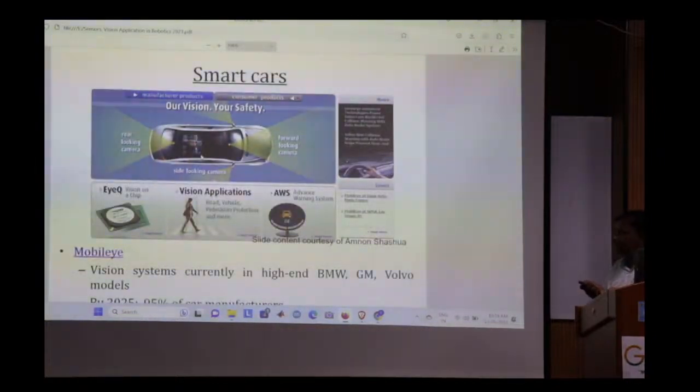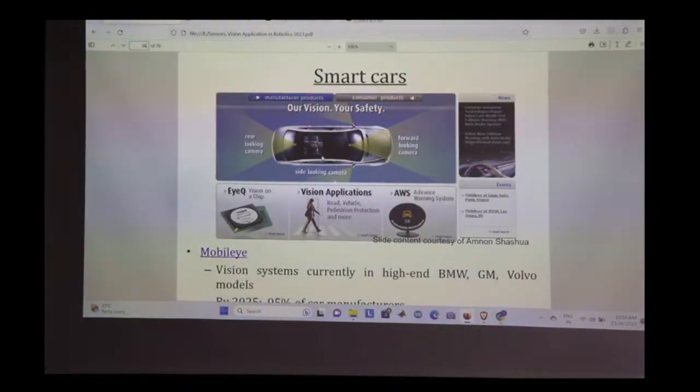We have got a very unique thing, that is smart cars. And I told you that the industry is driven by the computer vision concept. The smart cars or the driverless cars will become possible, and have become possible, only because of the sensors. We'll just have a quick look at it. See, in this picture, you can see there are two parts: manufacturer product and consumer product. If you look at the car, we expect to have side looking cameras, rear looking cameras, and forward looking cameras. And what are these things you can see? We have the eye, the chip, then we have vision application: road, vehicle, pedestrian, they have to be identified. Then we have the advanced warning system.